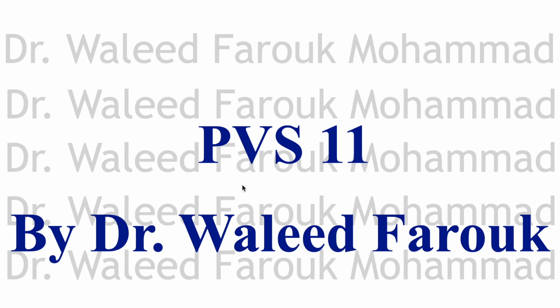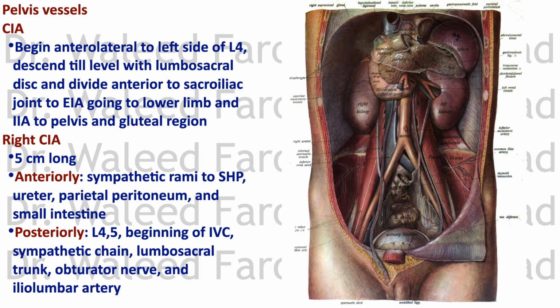In this lecture we will be discussing the pelvic vessels, so let's begin. The common iliac arteries are the terminal branches of the aorta and begin at the level of L4 and descend till the level of the lumbosacral disc, where they divide into internal and external iliac arteries.